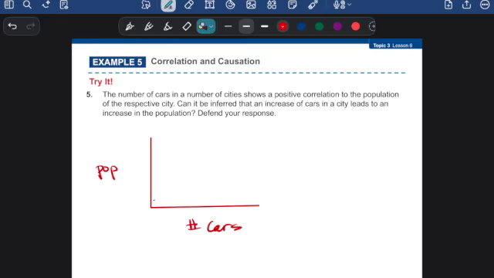So it says we have a positive correlation, which would make sense. The number of cars would increase, probably correlates to more people in the city. But is the number of cars the only factor contributing to population? Well, no. What other things contribute to population? We could have births, we could have deaths, right? We could have immigration coming in, people moving to the city. So the number of cars is not the only factor affecting the population of a city. So while there is correlation, we cannot say that there is causation.